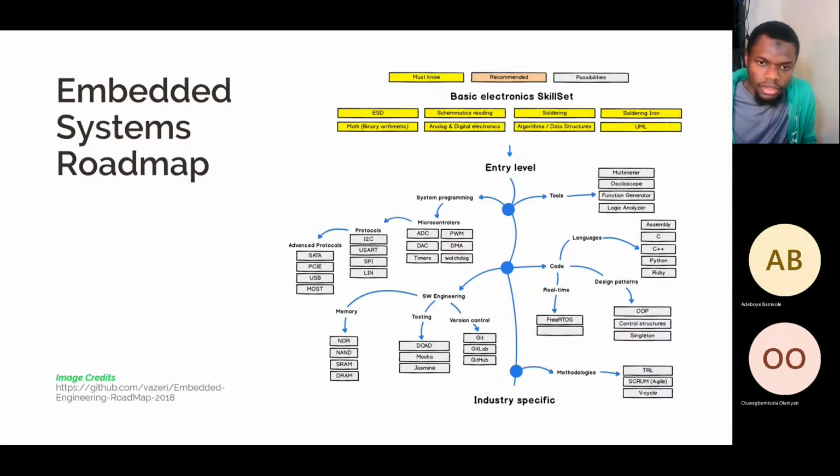Now let me talk about this. I found this on GitHub somewhere, and I believe it's also going to be relevant in setting a direction for this session, and giving a general idea of what embedded systems design is all about.